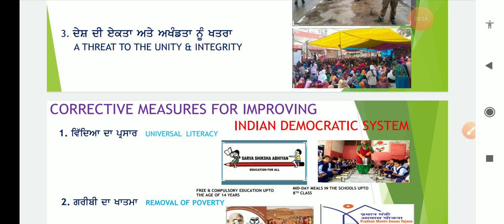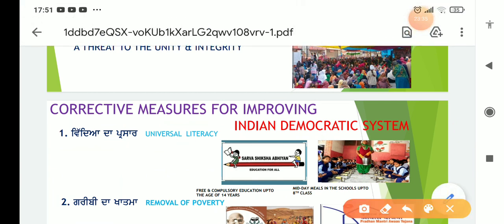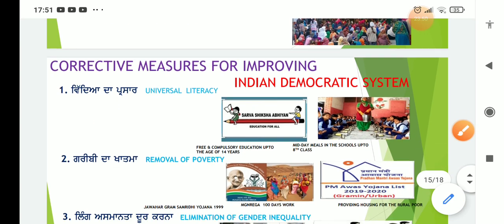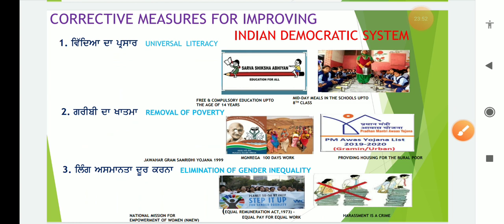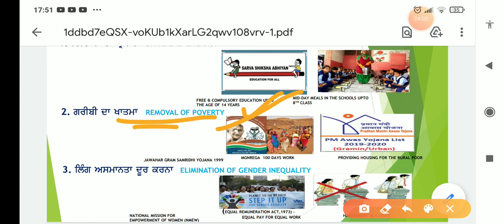Corrective measures for improving the Indian democratic system. What are the corrective measures? Here, we talk about what we can do to correct or overcome these problems and challenges in India. First is universal literacy, which means education should be spread, right? And education should be such that it leads to awareness among the people about democracy and their participation in democracy. Then we have removal of poverty. If poverty is removed, people become satisfied.